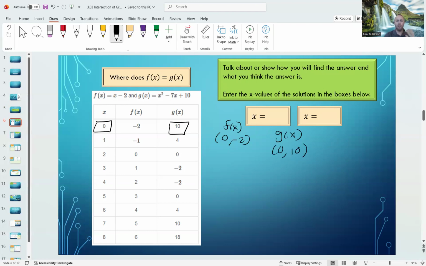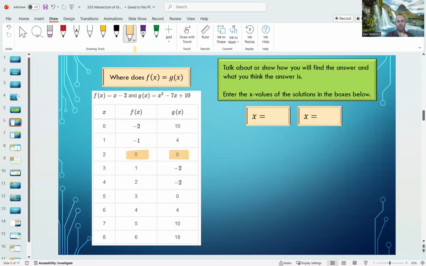So you can see f of x and g of x at this x value don't share the same point. So that is not where they're equal to each other. But if you go through the table, the simplest thing you could do is look for where f of x and g of x match. Here they are the same thing. So at the x value of 2, f of x equals g of x. That's one of our answers.